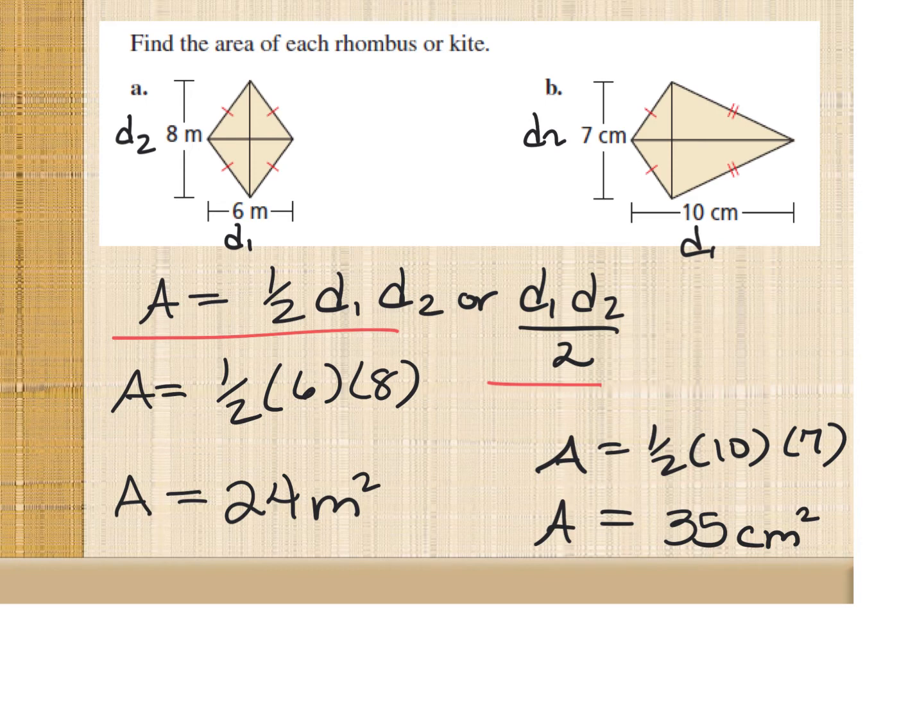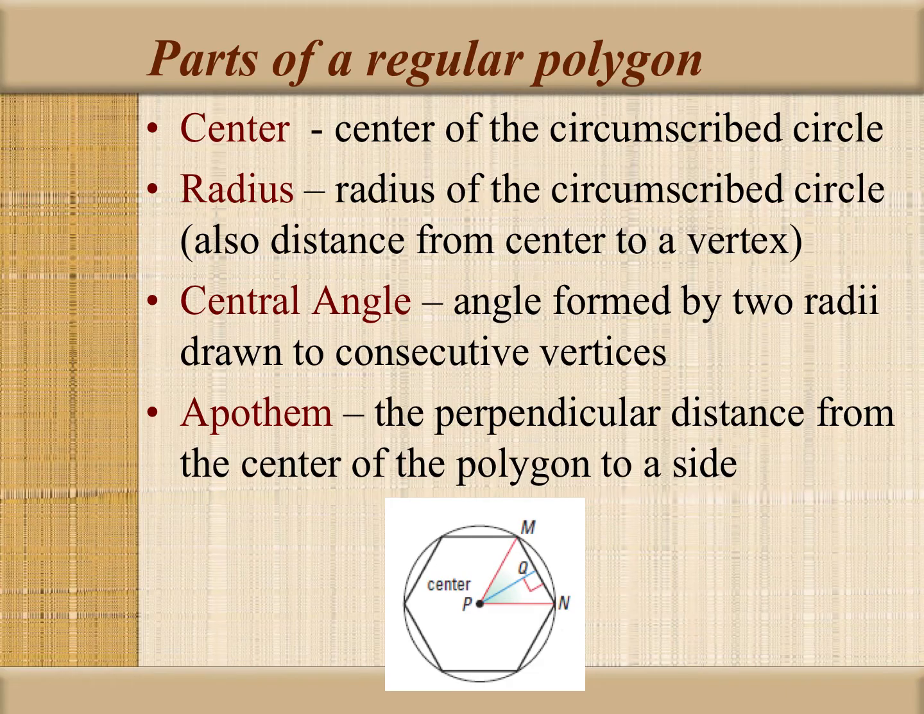Now, here's where the fun part begins. We're going to be calculating the area of any polygon, and it could be a hexagon, a decagon, a nonagon. But before we can learn that formula, we need to know about some vocabulary. So these are going to be the parts of the regular polygon that we're going to need to identify in order to find the area of a polygon. So the first thing is the definition of a center. Just like a center of a circle, it's going to be that middle point.